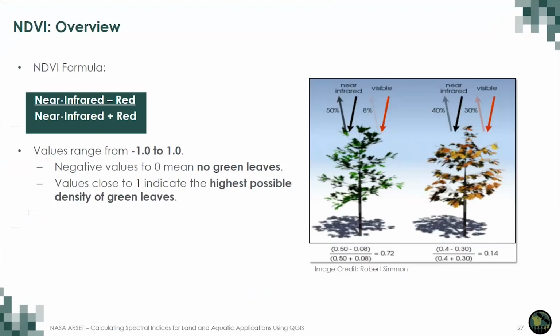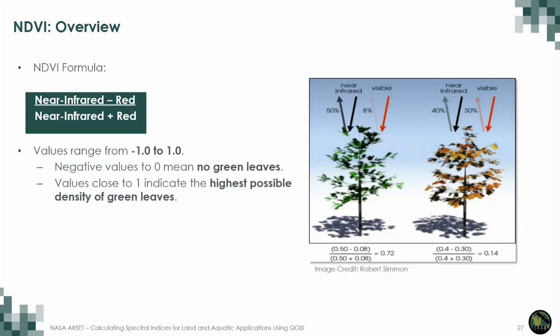NDVI is the relationship between the red and near-infrared wavelengths. The actual formula is specified here. The values of NDVI for an individual pixel range from -1 to +1. Any pixel between -1 and 0 means no vegetation, and pixels closer to 1 indicate the highest possible density of green leaves.